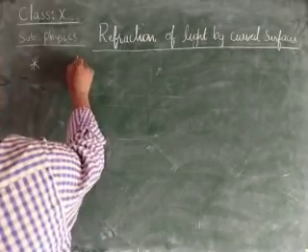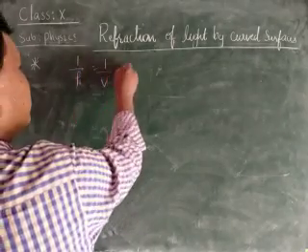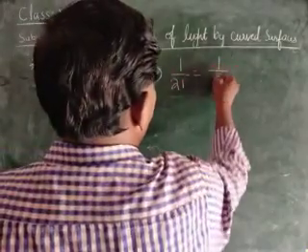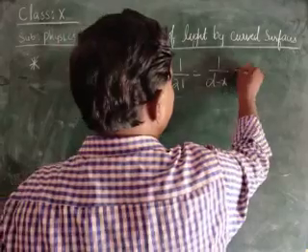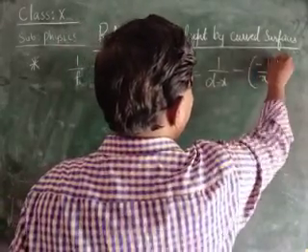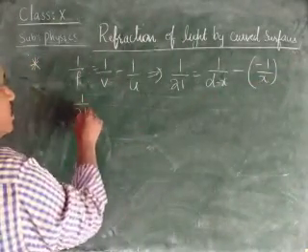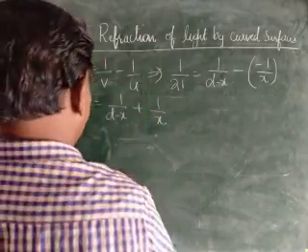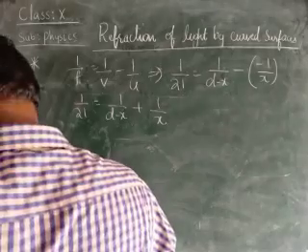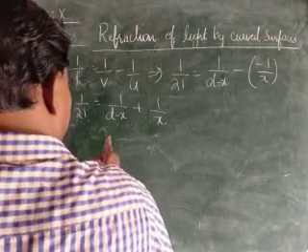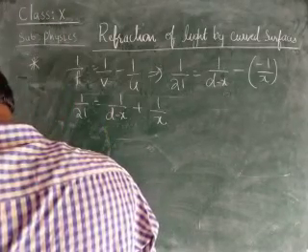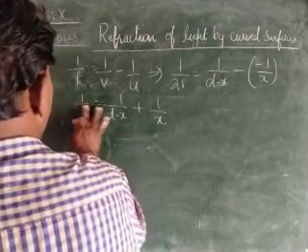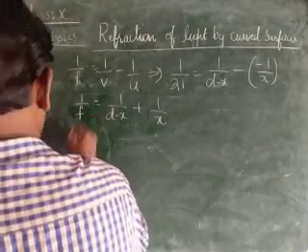Okay. 1 by f is equal to 1 by v minus 1 by u. 1 by 21 is equal to 1 by (d minus x) minus of minus 1 by x. That is, 1 by 21 is equal to 1 by (d minus x) plus 1 by x. Okay, children. Here 1 by f, you write, children.